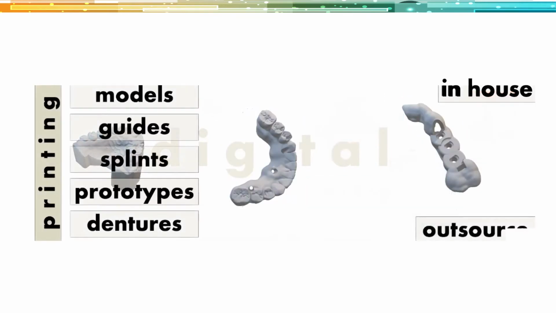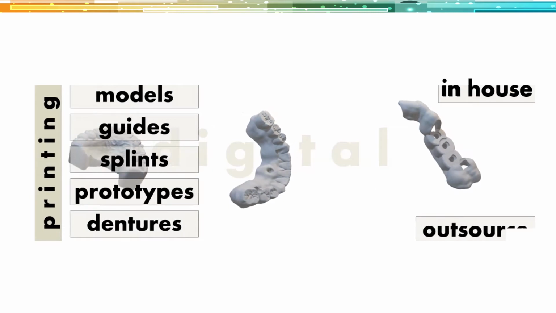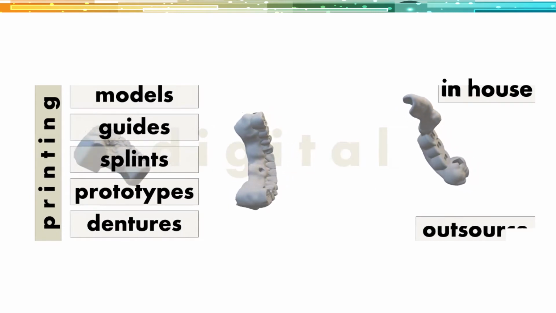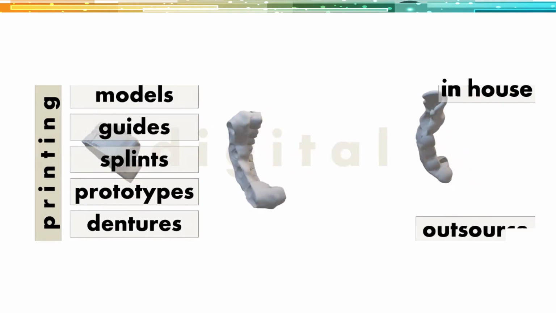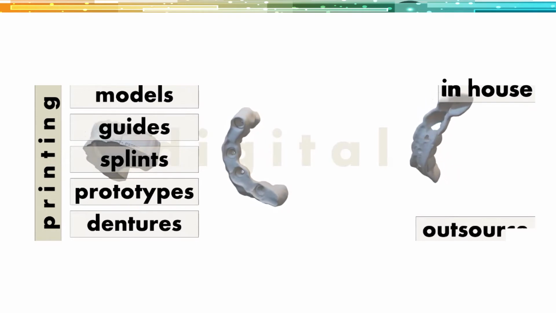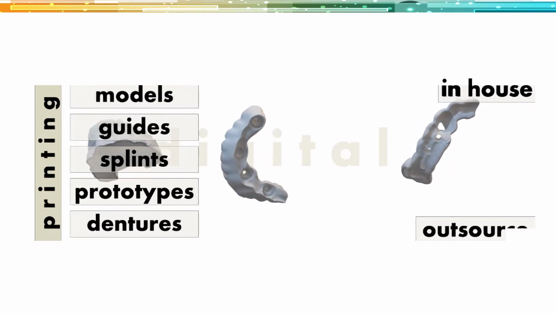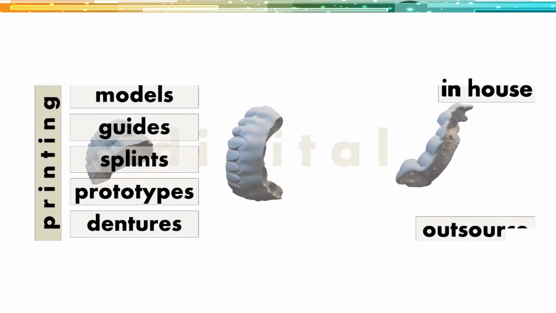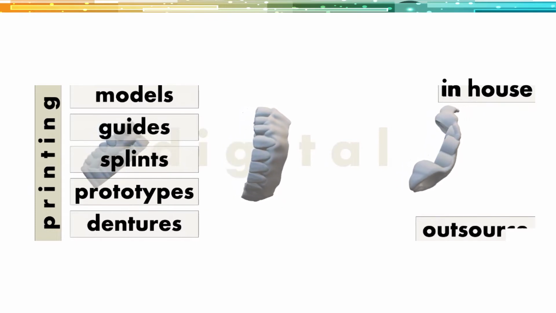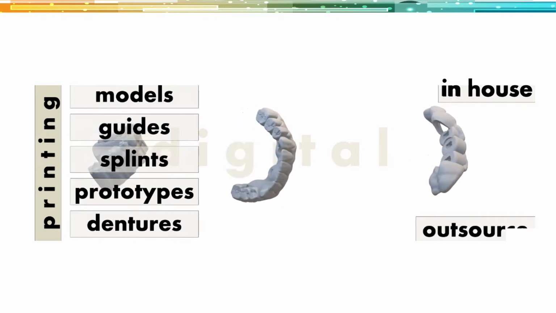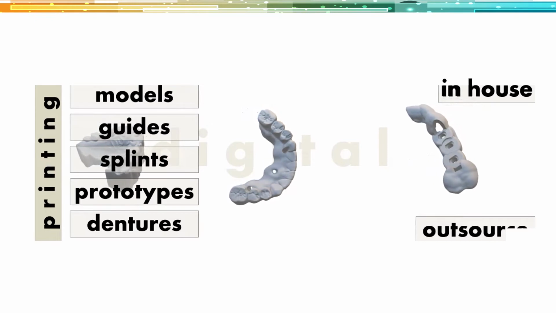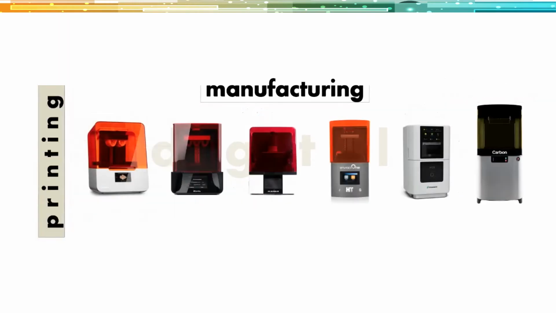And you may be wondering, what do we use our printers for? And the truth is, we're using them for much more now than we were a couple of years ago. And so today we're routinely printing all of our models, we're printing guides, printing splints, we're printing these all on X prototypes, and we're even printing dentures. Today we'll talk about some 3D printers that we're using. We're going to talk about the Sprint Ray printer as well as a few others.